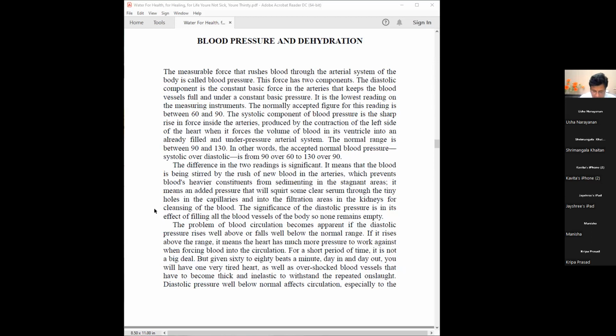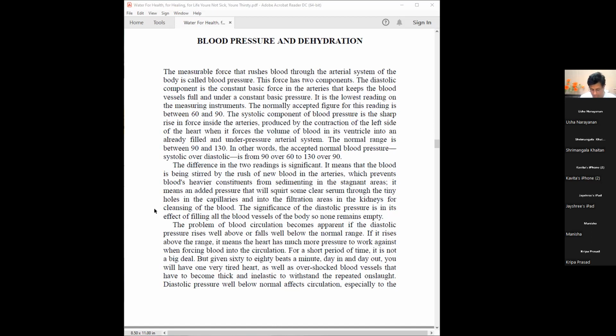The systolic component of blood pressure is the sharp rise in force inside the arteries produced by the contraction of the left side of the heart when it forces the volume of blood in its ventricle into an already filled and under pressure arterial system. The normal range is between 90 and 130. In other words, the accepted normal blood pressure, systolic over diastolic, is from 90 over 60 to 130 over 90.